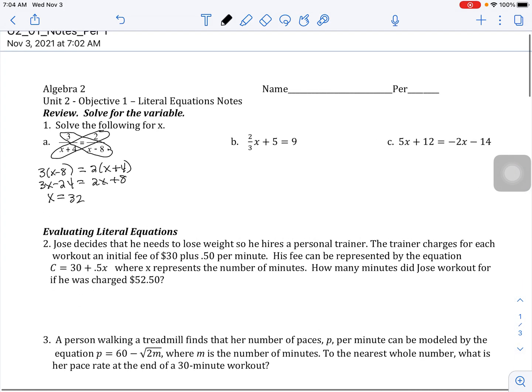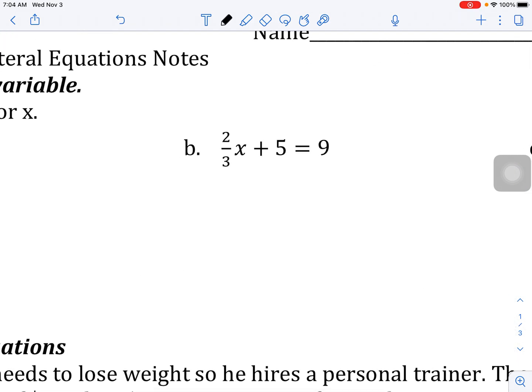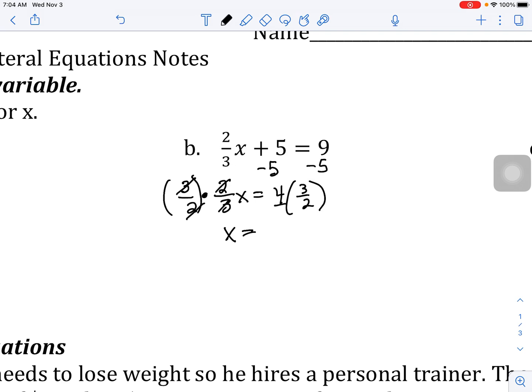For the second one, we see that we have a fraction in front of the x. So we begin by subtracting 5 from both sides. 2/3 x equals 4. And to remove the fraction in front of x, we do the process of multiplying by the reciprocal of the fraction. And we do that on both sides. When you multiply a fraction times its reciprocal, everything divides away to 1. On the other side, you're going to have 4 over 1 times 3 over 2, which is 6.